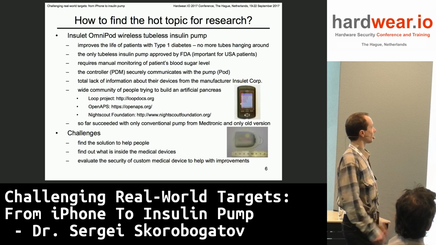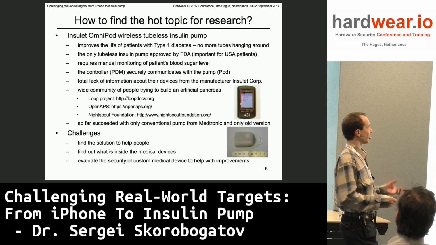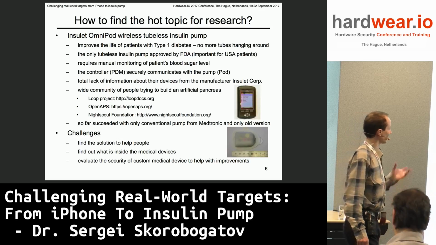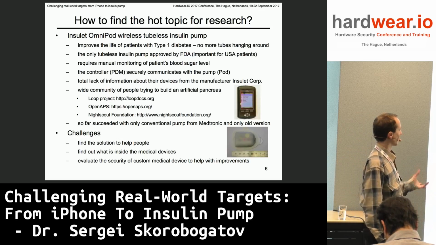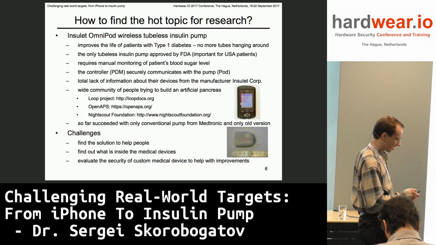But they came across the particular task of extracting the firmware from the insulin pump and analyzing it to find out how to communicate with it. So the obvious challenge was to help those people and to find out what is inside those devices and whether it's possible to extract the firmware.